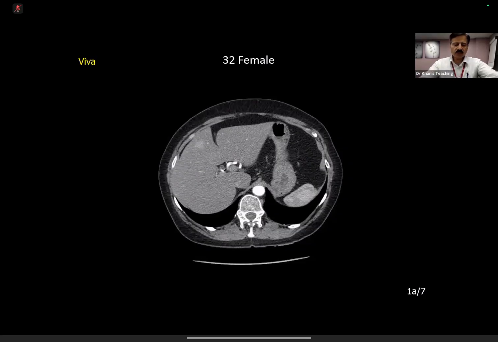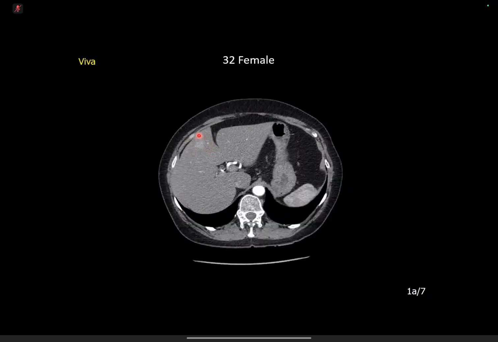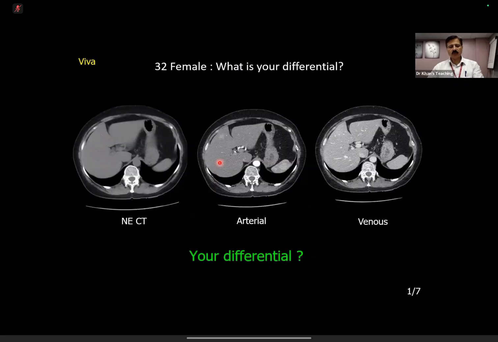Right. So what is the phase of this single slice which I have given you? I can see contrast in the aorta, so it's an arterial phase. Right. So basically, we are looking at an arterially enhancing lesion, and we will revisit that differential diagnosis. So now I have given you non-enhanced, arterial, and venous. Can you describe it for me, and what is your differential now?